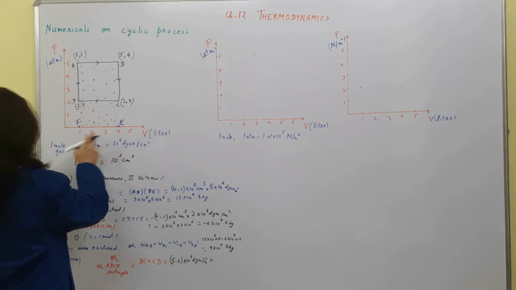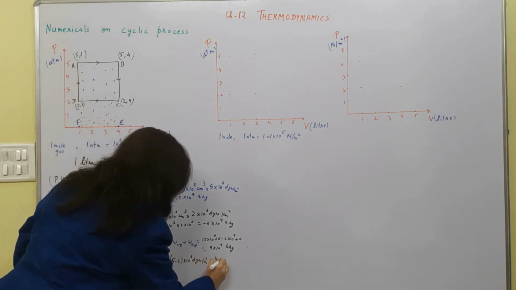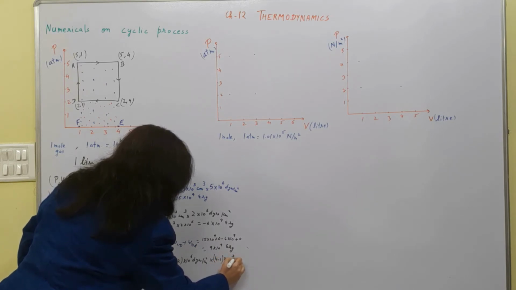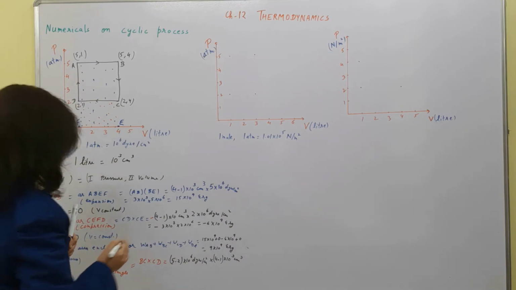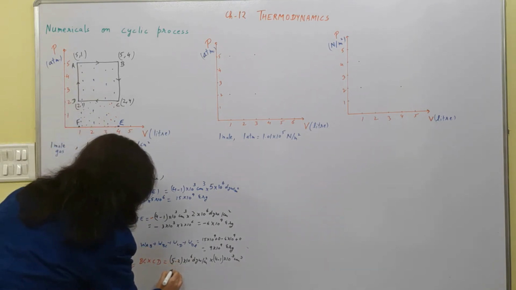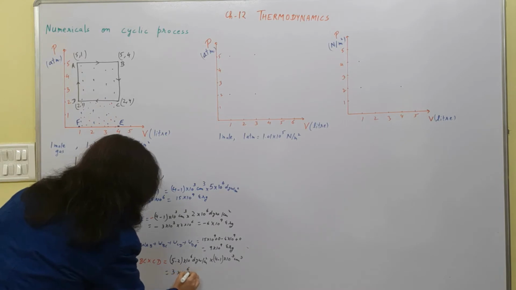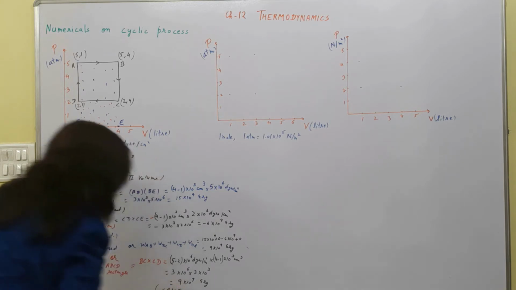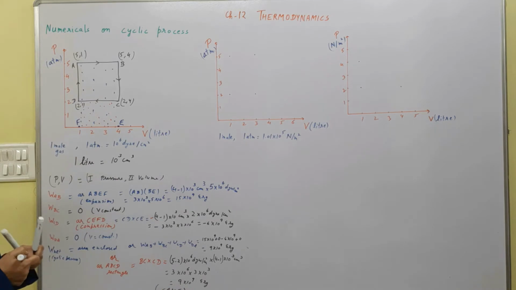Volume is 4 minus 1. And this is into 10 to the power 3 centimeter cube, right? So this gives us 3 into 10 to the power 6 multiplied by 3 into 10 to the power 3. So this gives me 9 into 10 to the power 9 erg. The answer is same by both methods when we calculate it for the complete cycle. Now let's check the next question.